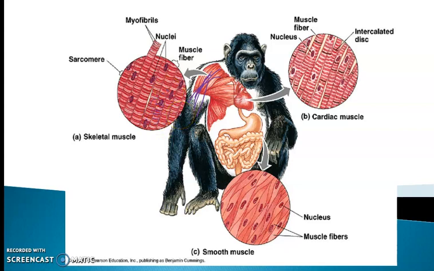Now we have cardiac muscle. It's only in the heart. Oh, look, it has the banding pattern too, but the cells look different. These cells look like they go in straight lines, while these cells look like they're branching out.